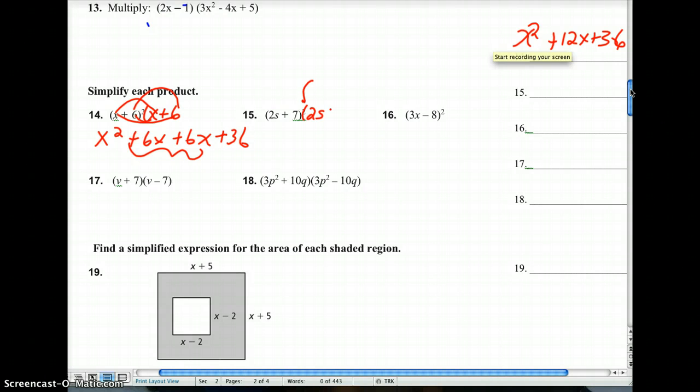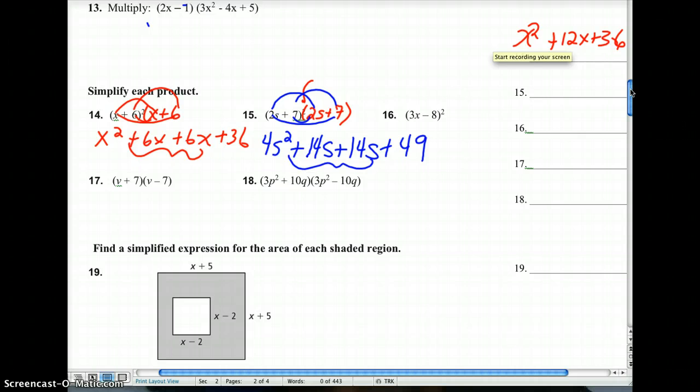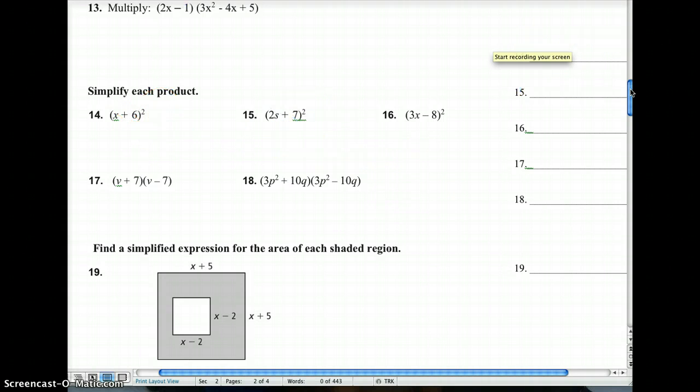So I'm just going to expand this and write it twice, and then I'll FOIL it. 2s times 2s is 4s squared. On the outside, I'd have 2 times 7 is 14. On the inside, another 7 times 2s is another 14s. And last, I have a 49. Again, combining my O and my I gives me 4s squared plus 28s plus 49.